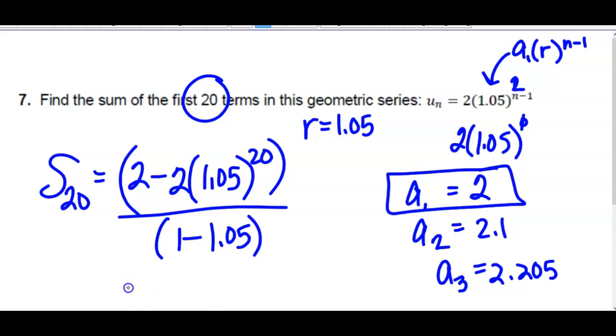All right, so I'm going to use my hand calculator here. 2 minus 2 times 1.05 to the 20th gives me negative 3.3 blah blah blah, and then I'm going to divide it by parenthesis 1 minus 1.05, and I get positive 66.13 blah blah blah. And then it would round to whatever it asks on your Delta Math assignment, okay?